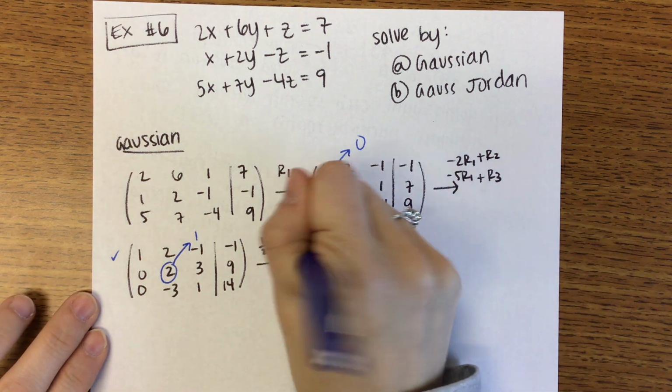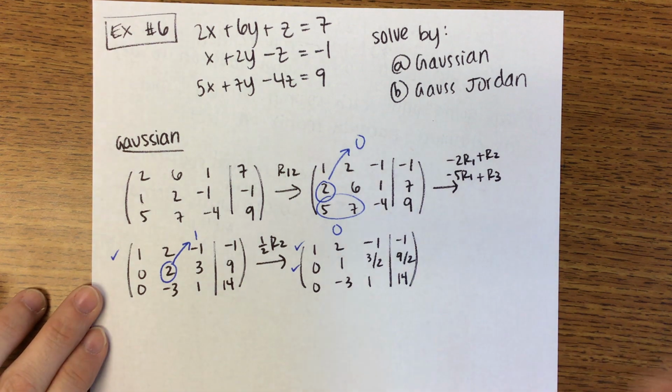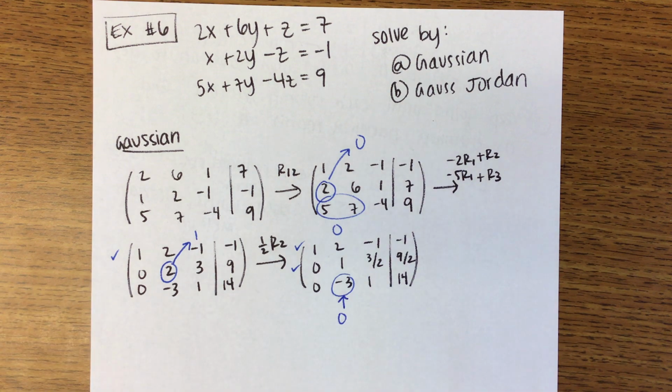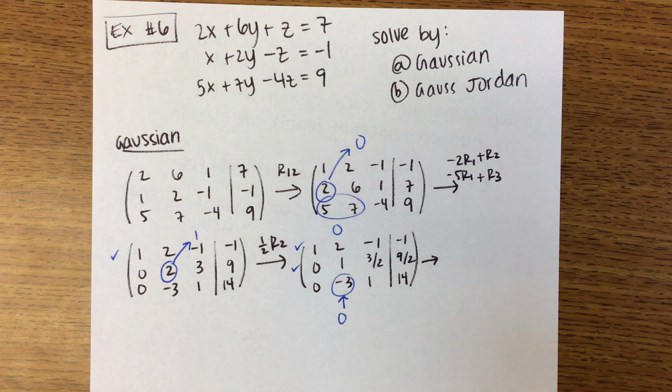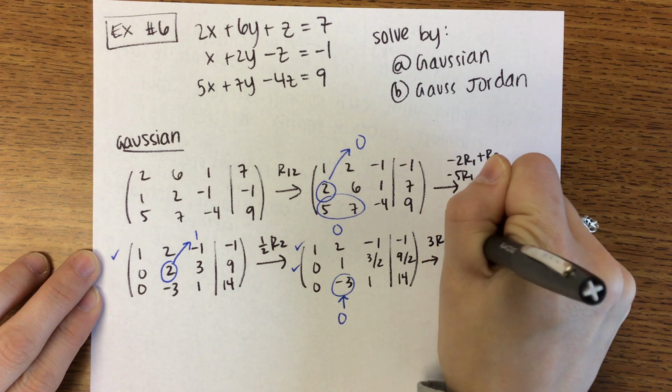Okay, first row is good. Second row is good. Third row is the last one we need to handle. That negative 3 needs to be a 0. Any suggestions as to how I can get that to be a 0? Which row are we going to use, the first one or the second one? Second one, okay. So we're going to take the second row, we're going to multiply by 3, and we're going to add it to the third row.